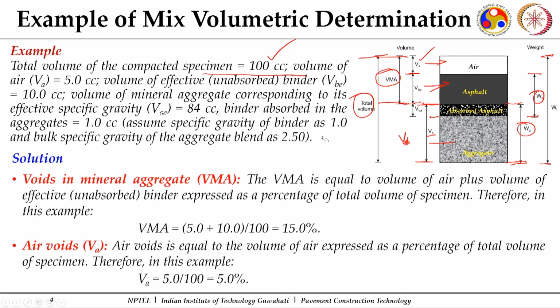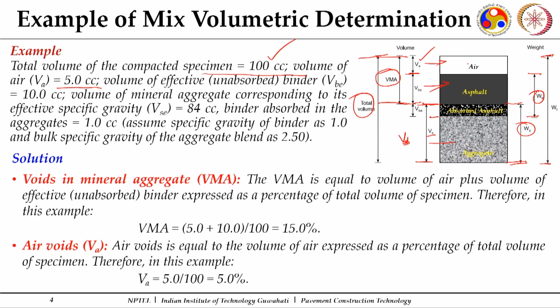So, here I have taken an arbitrary number, so let the volume of the specimen be 100 cc, out of which the volume of the air is 5 cc. To explain what VMA means, what VFB means, what air void contents, what percentage of binder absorbed means, what effective binder content means, all this I am trying to explain through this simple example. So, the volume of the air which is present in this 100 cc of volume of a compacted specimen is 5 cc.